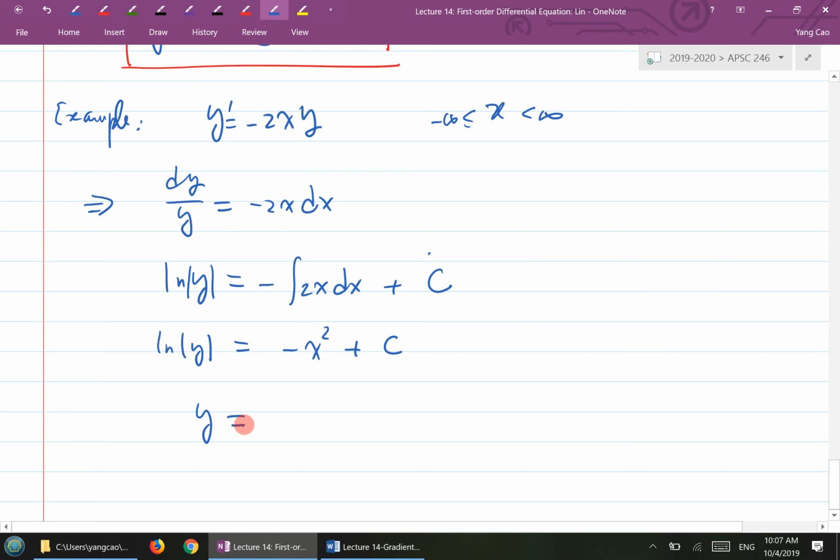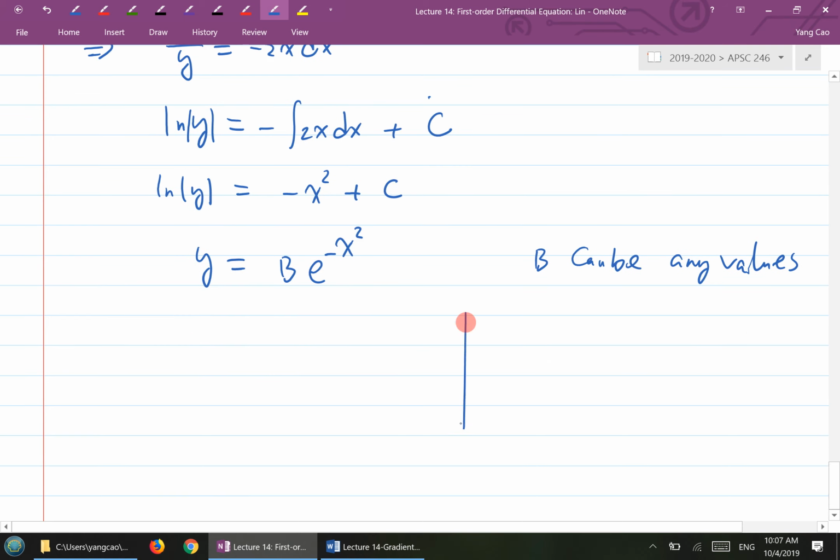Then y can be written as b times e to the power of negative x squared. And b can be either positive or negative. So this is your general solution, and you basically stop it here. b can be any value. And if you want to plot this out, you can plug in different b values into this equation.